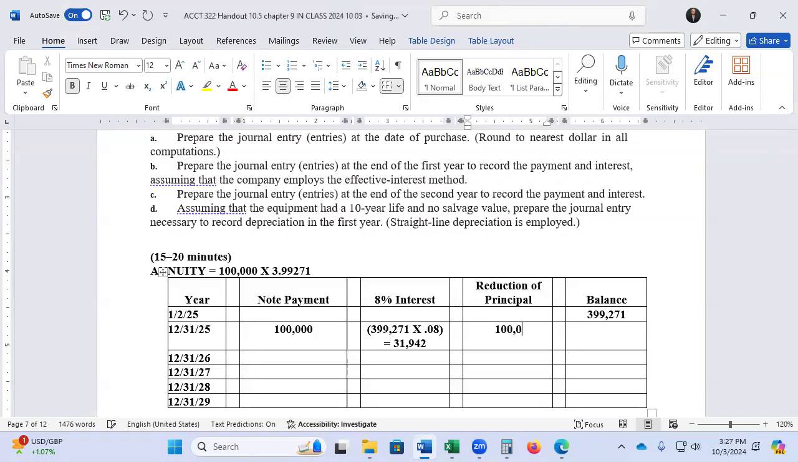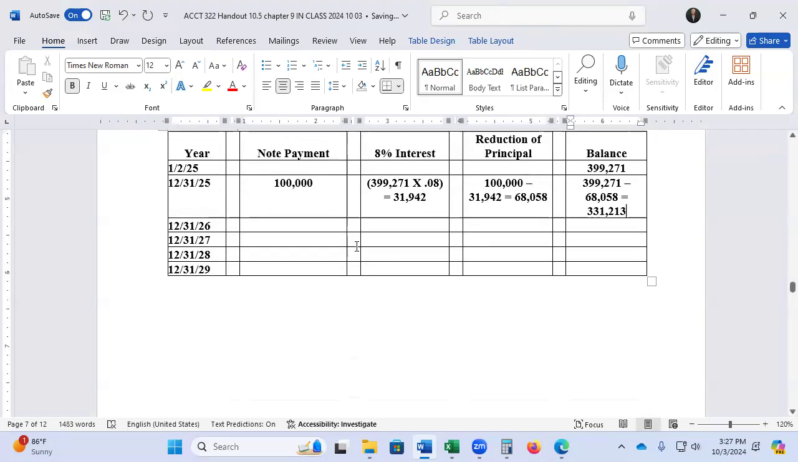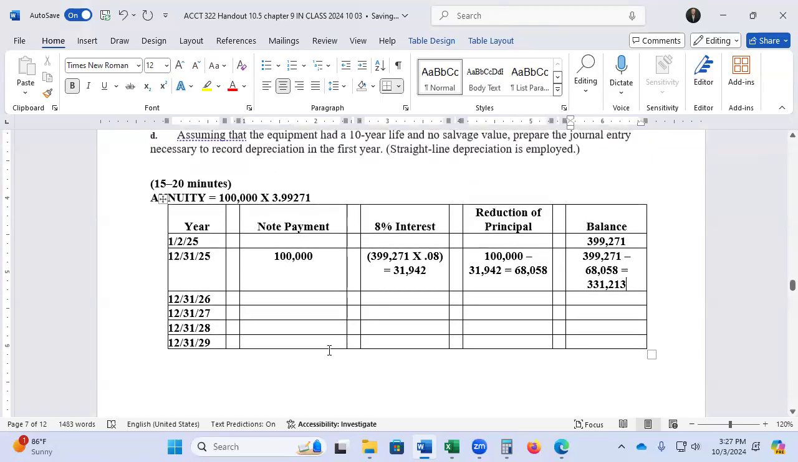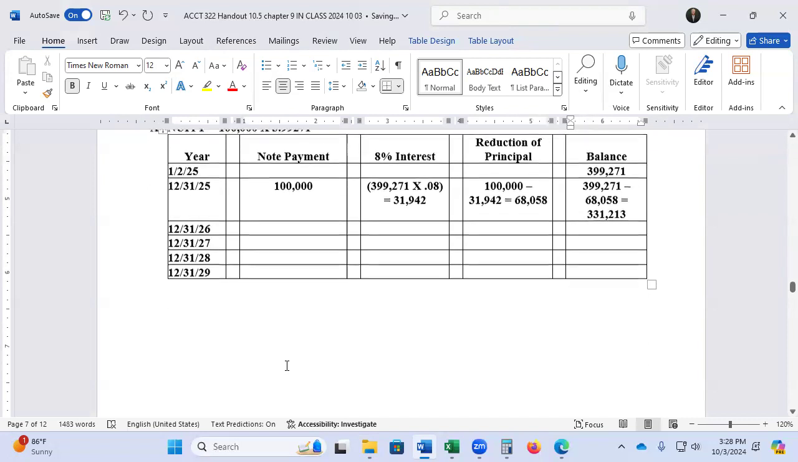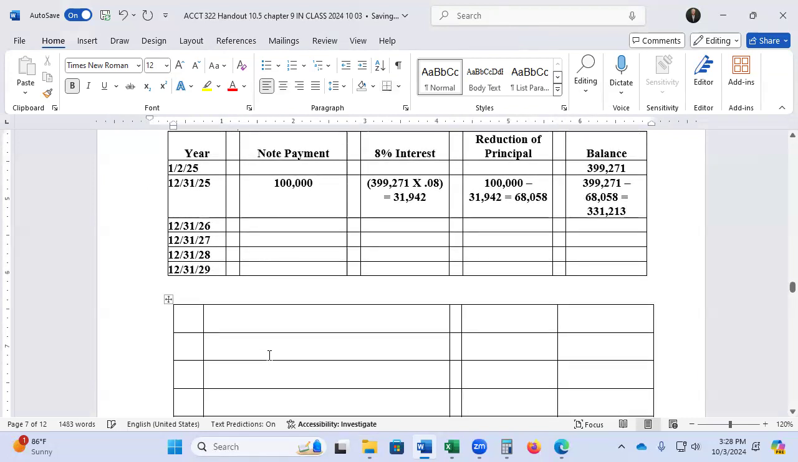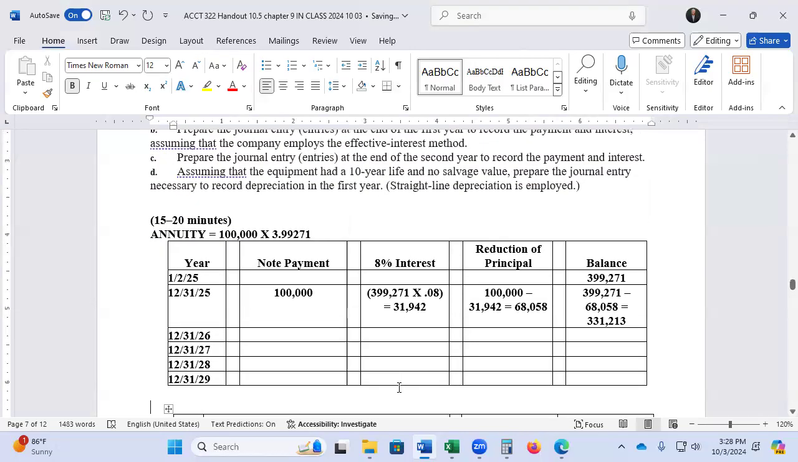And our principal, 100,000 minus 31,942 equals 68,058. And so this balance, 399,271 minus 68,058 equals 331,213. And so what I'd like you to do is finish this chart. And if you have any questions, please let me know. Give you about 5 minutes to finish that.